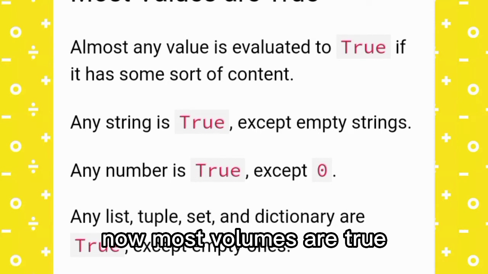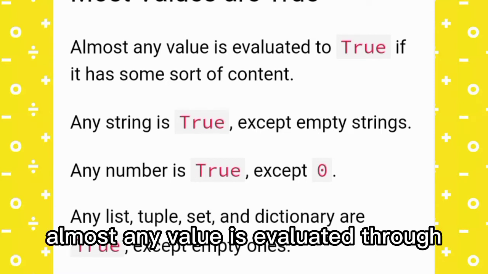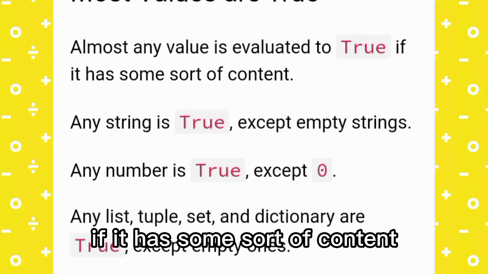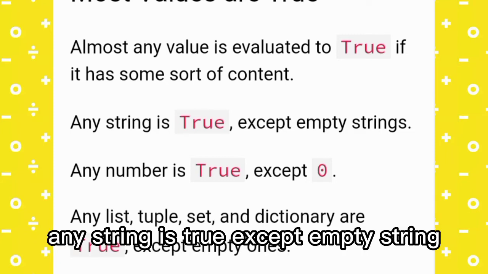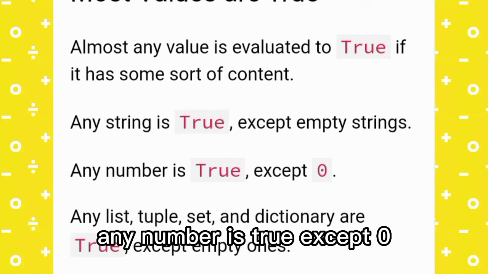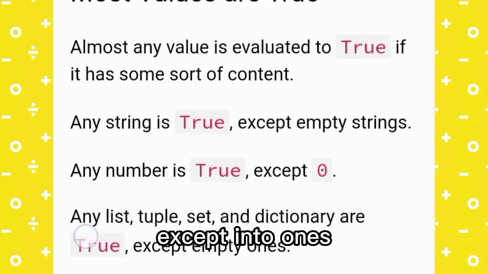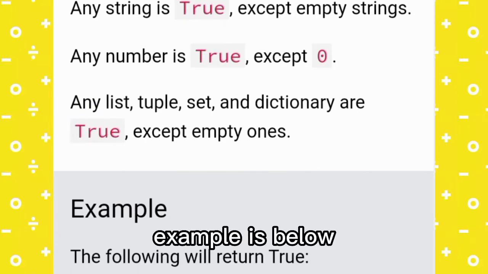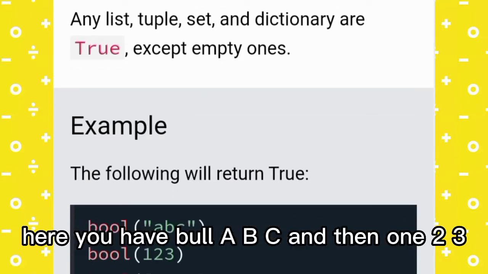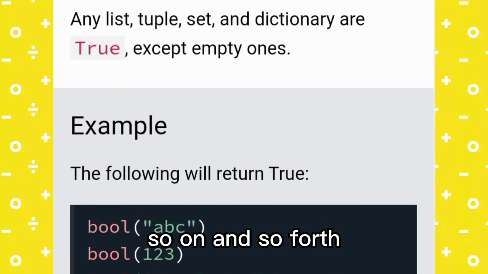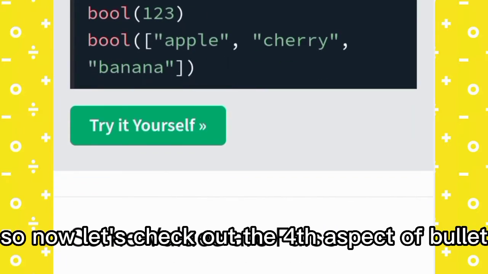Now most values are true. Almost any value is evaluated to true if it has some sort of content. Any string is true except empty string. Any number is true except 0. Any list, tuple, set and dictionary are true except empty ones. Example is below here. We have bool A, B, C, and then 1, 2, 3, apple, cherry, banana, and so on and so forth. So now let's check out the false aspect of Booleans.